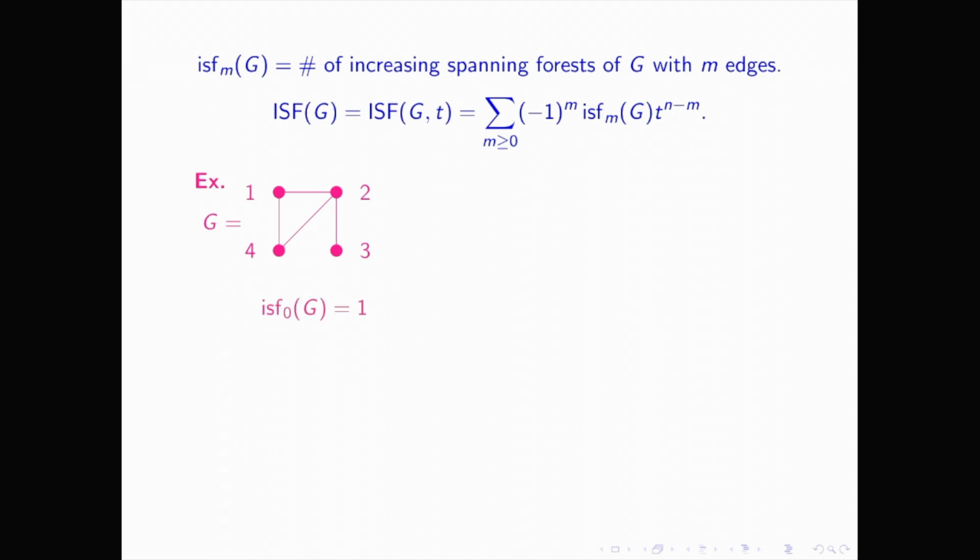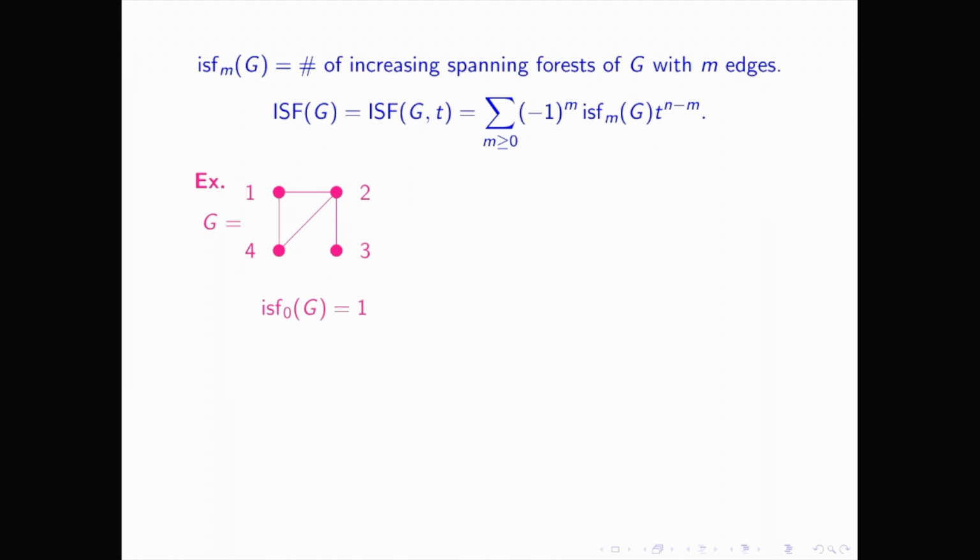I claim there's one, right? Because if I have no edges, what am I doing? I'm just taking the 4 points with no edges between them. We just saw in the last example that any single point is an increasing tree because you only have the trivial path. So there I'm going to have just one way to do it. Just the 4 lone vertices.